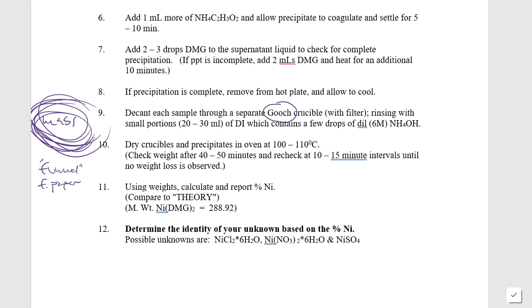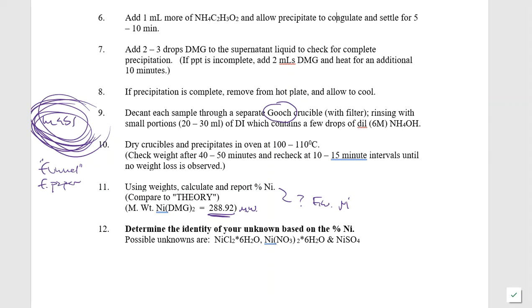Number 11, it says, using the weights, calculate and report the percent of nickel. And it says, here's my nickel DMG, and here's the formula weight of that compound, or molecular weight of that compound, 288.92. So it's going to be up to you to figure out what is the formula weight of nickel. You can get that from the periodic chart. And number 12 says, determine the identity of your unknown based on the percentage of nickel. And we give you the possibilities that could be out there for that moment in time.